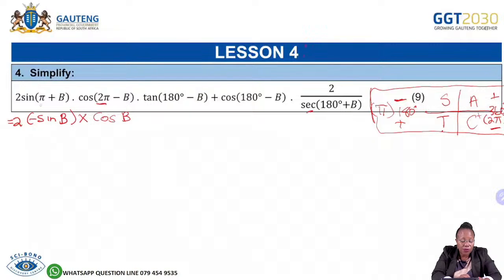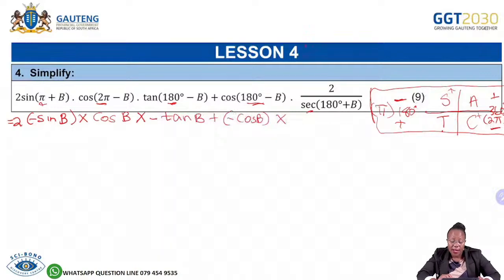Remember, these values here are only showing you the quadrant, grade 12, okay? And then multiply by tan of 180 minus, that is quadrant 2. It's only sine that is positive. That means tangent is negative in that quadrant. 180 minus is quadrant 2, only sine positive, therefore this will be negative. Then it's minus tan B there.